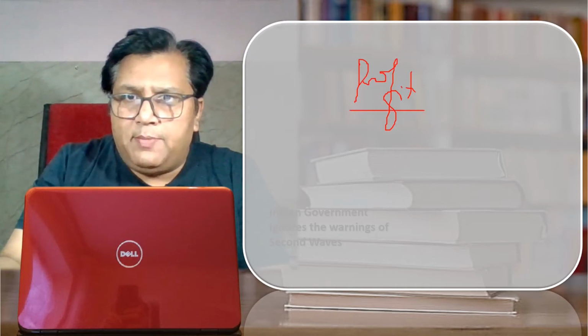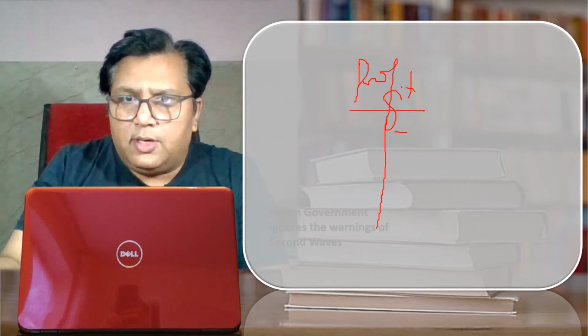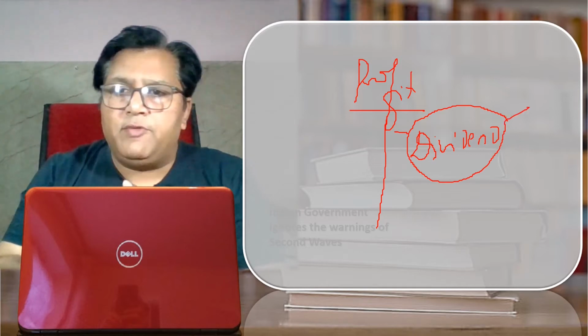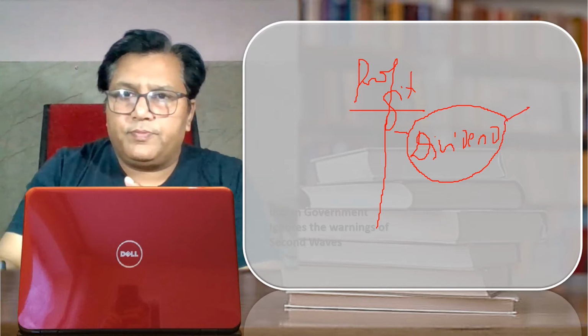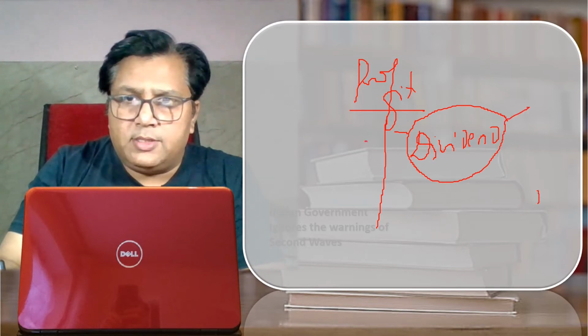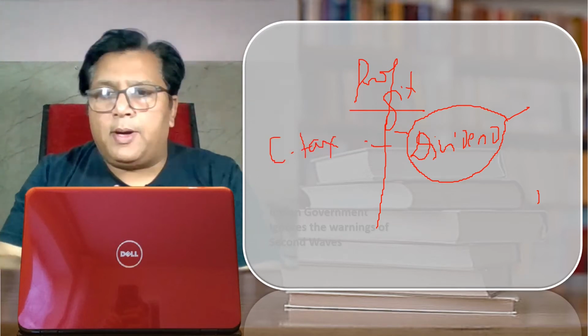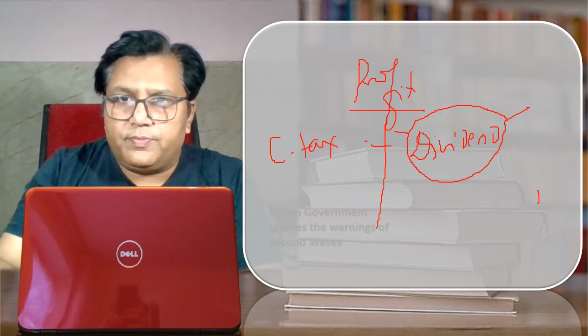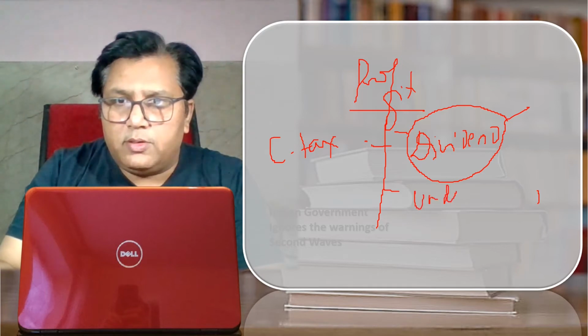Profit can be categorized into three categories. Number one is dividend. It is that part of the profit which is being given to the shareholders. Second is corporate tax. It is that part of the profit which is being given to the government in the form of taxes. The last one is undistributed profit.